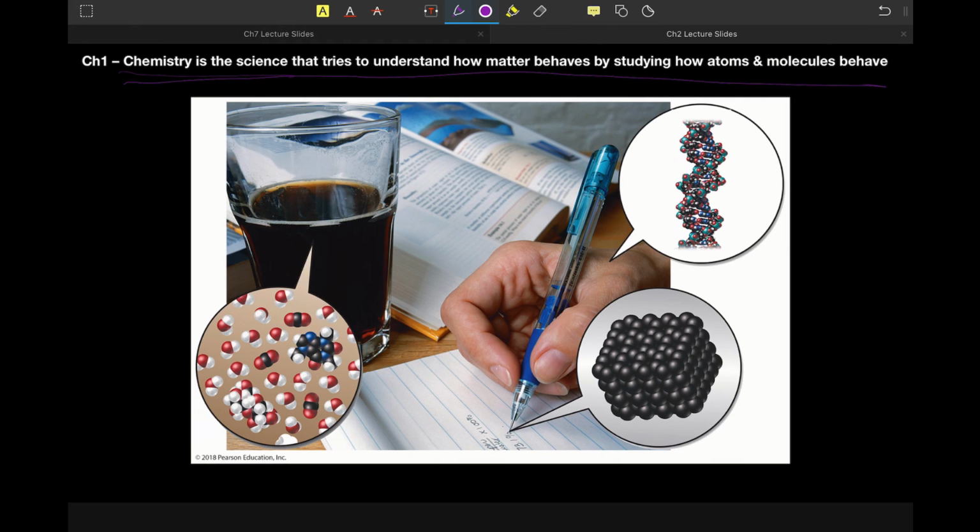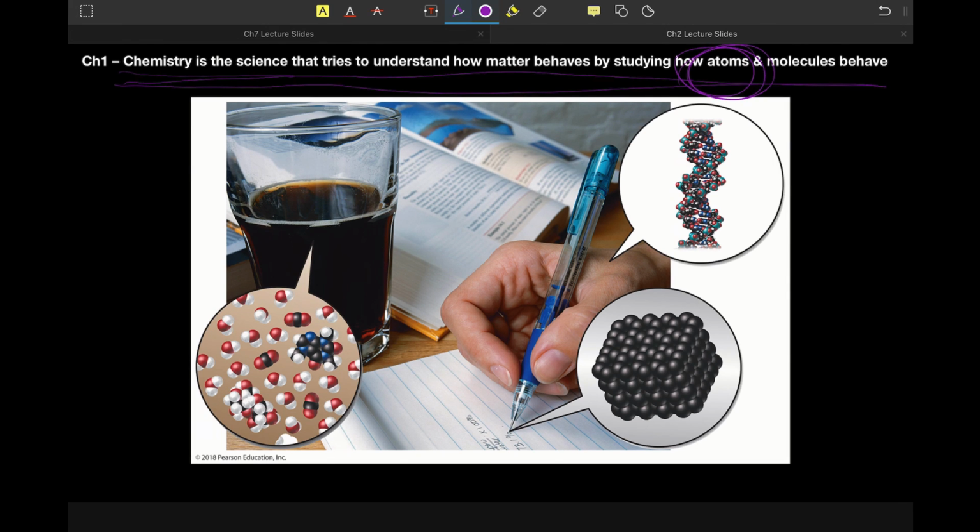Chemistry is the science that tries to understand how matter behaves by studying how atoms and molecules behave. So, chemistry is about matter. Matter is atoms. And so when we're talking about chemistry and chemicals, which are the things that chemistry studies, it comes down to everything made of atoms and how those atoms behave.